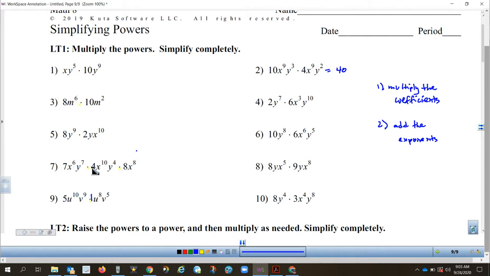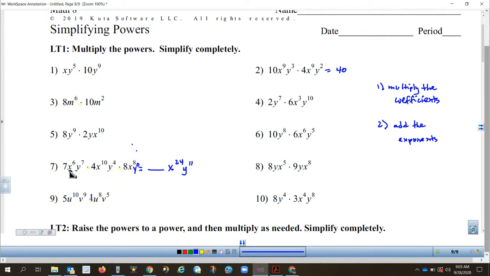So let me go ahead and do this problem right here. Okay, so I would do 7 times 4 times 8, and I would get whatever that answer is. Okay, and then I would have to do x to the 6th times x to the 10th times x to the 8th. So that's going to be x to the 6 plus 10 is 16. 16 plus 8 is 24, right? And then I've got y. I've got y to the 7th times y to the 4th. And by the way, if there isn't a y, it would be y to the 0 power because that's 1, right? 7 plus 4 is 11 plus 0 is 11.